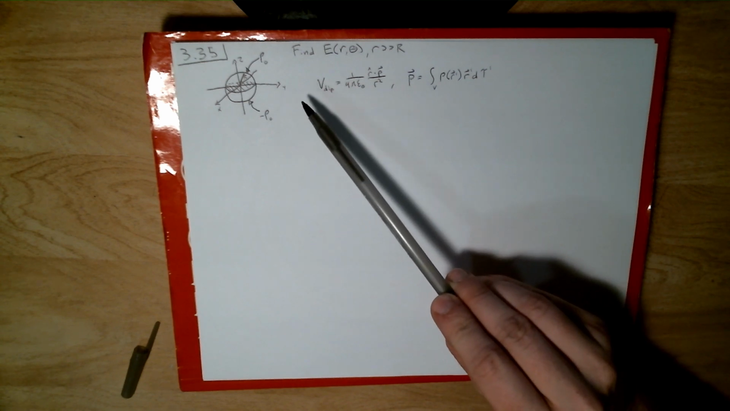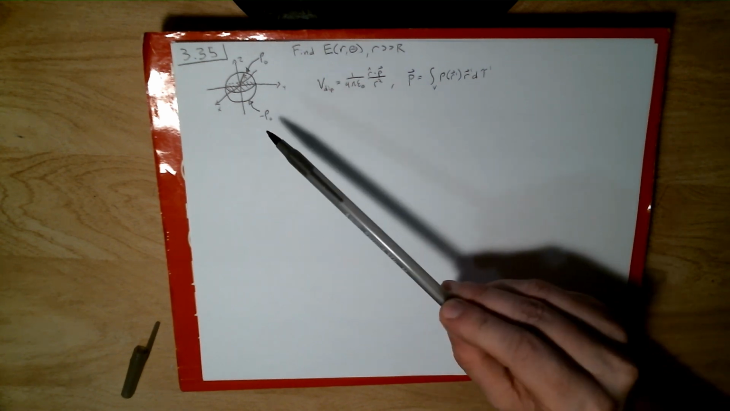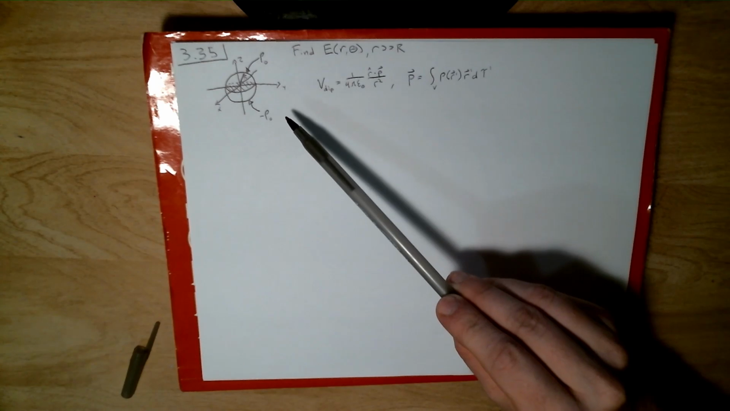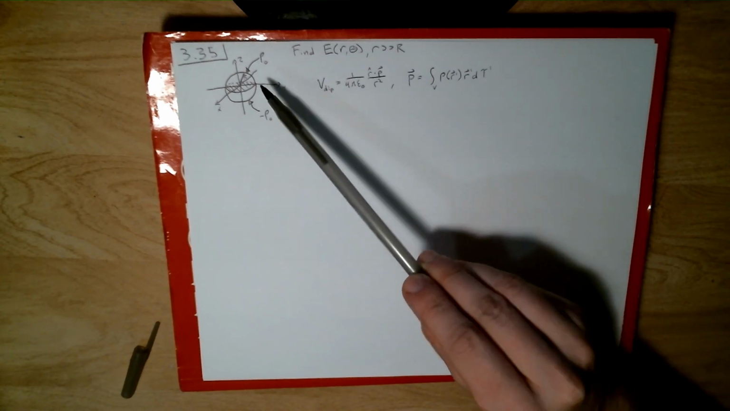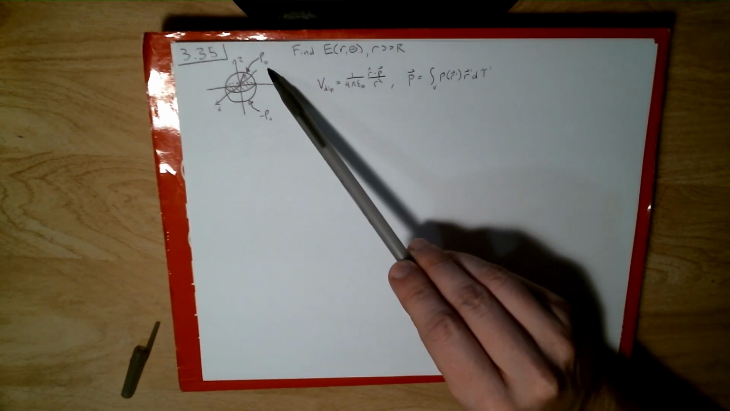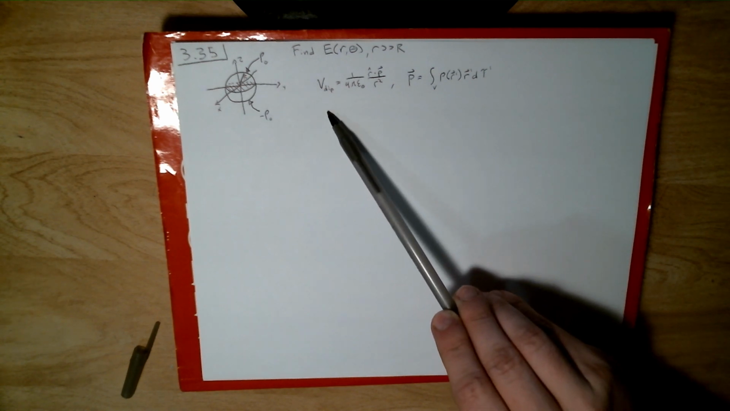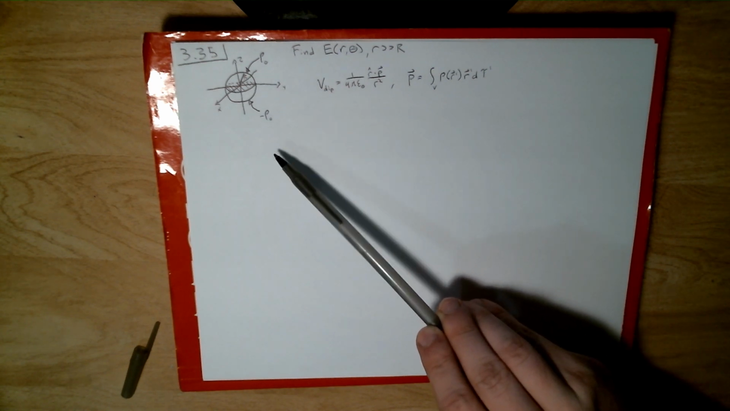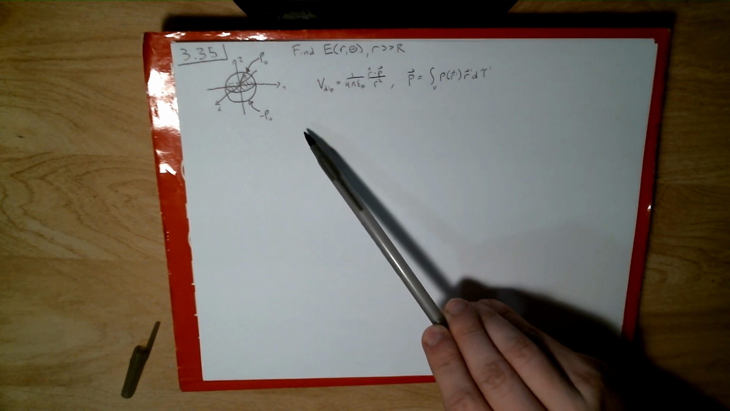Now first we can recognize that in multipole expansion there's going to be no monopole term because the total charge is going to be 0, as we can see from the equal and opposite charge distributions, or charge densities. So the first non-zero term is going to be the dipole term.